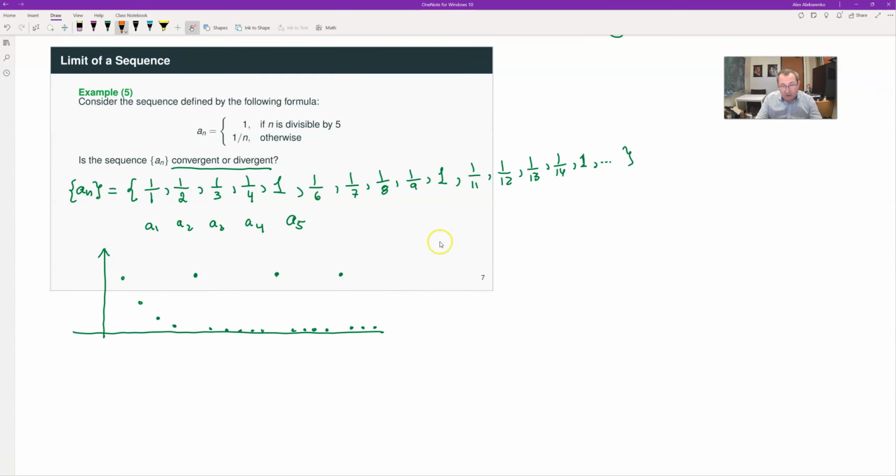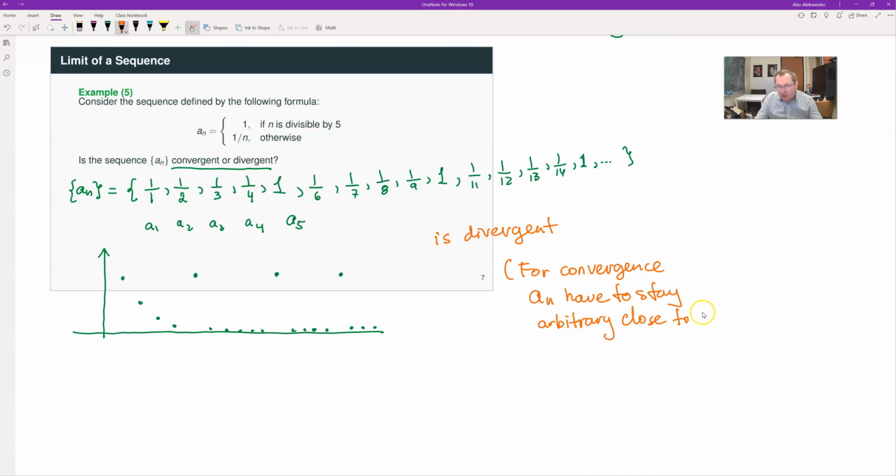Now, it turns out that this sequence is divergent. For convergence, the elements an have to stay arbitrary close to the limit. And it turns out that for this sequence, there is no value for which the elements would congregate to. A potential possible limit is L equals 0, which would be right here. But guess what? Not all elements of the sequence will be staying close to it.